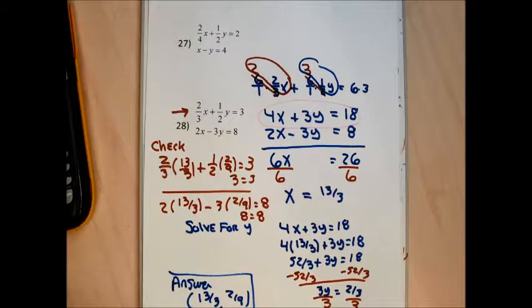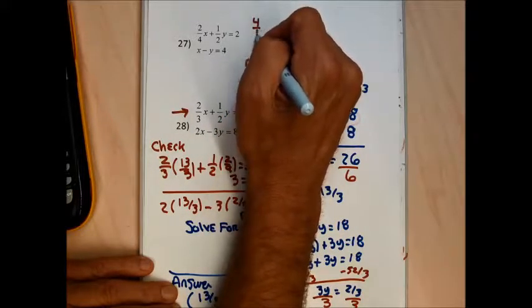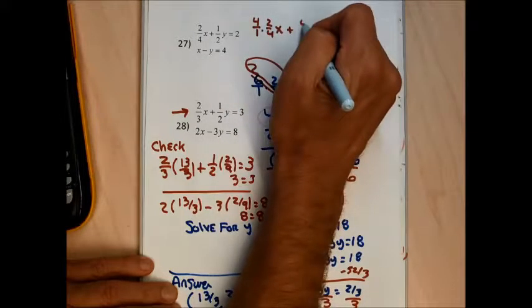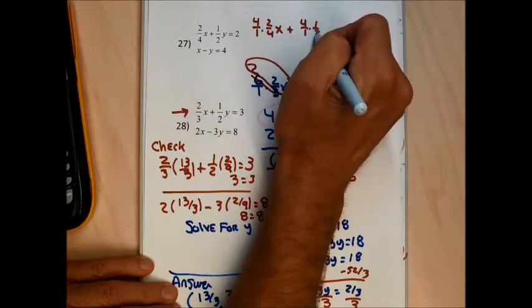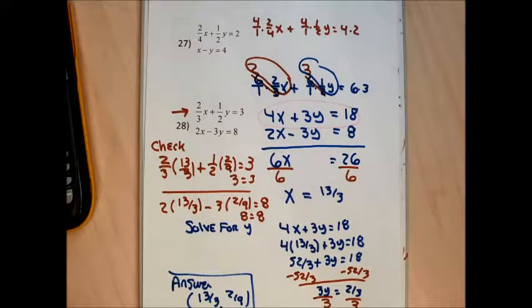For your problem 17, I would recommend starting off by taking the top equation and go 4 over 1 times 2/4 x plus 4 over 1 times 1/2 y equals 4 times 2. That will make the fractions drop out, and it will make it a lot easier to solve your system of equations.